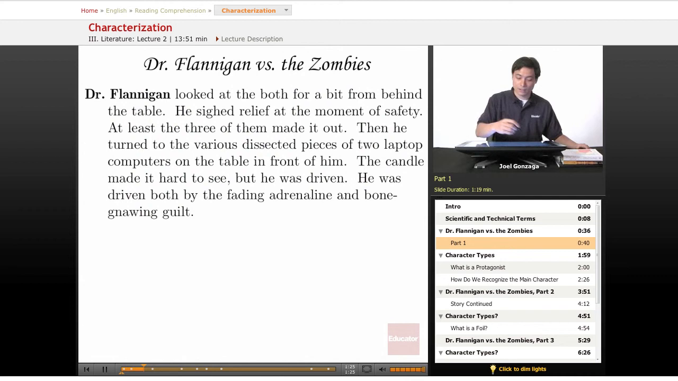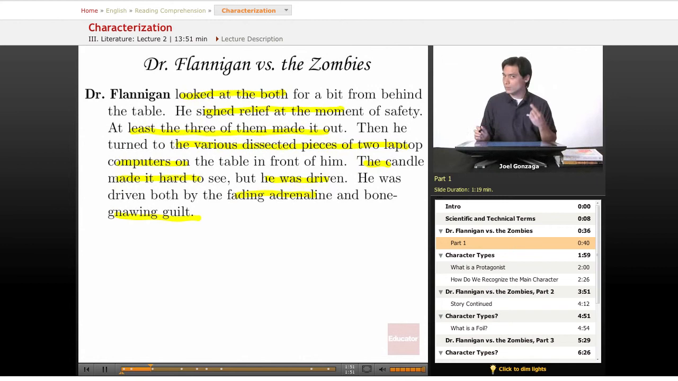Dr. Flanagan looked at them both for a bit from behind the table. He sighed relief at the moment of safety. At least the 3 of them had made it out. Then he turned to the various dissected pieces of laptop computers on the table in front of him. The candle made it hard to see, but he was driven. He was driven both by fading adrenaline and bone-gnawing guilt.